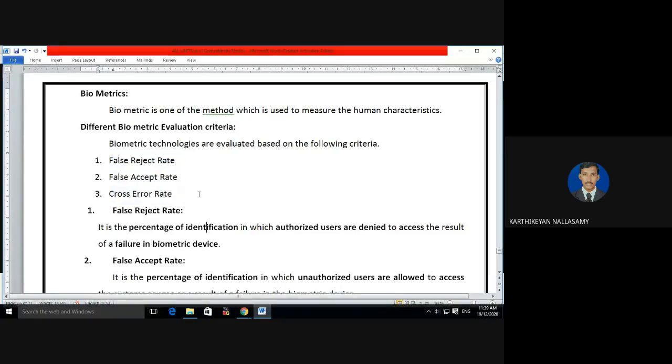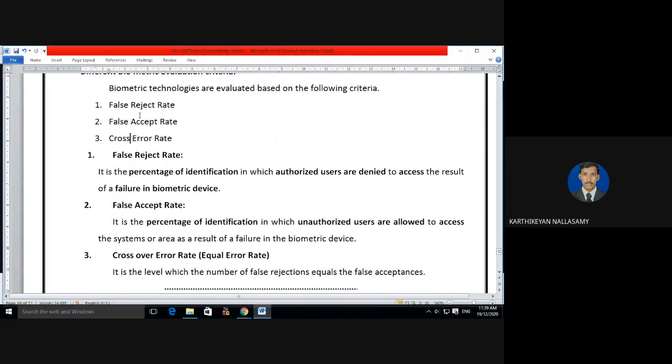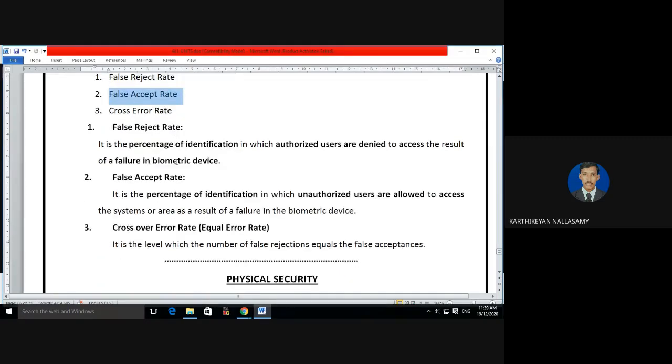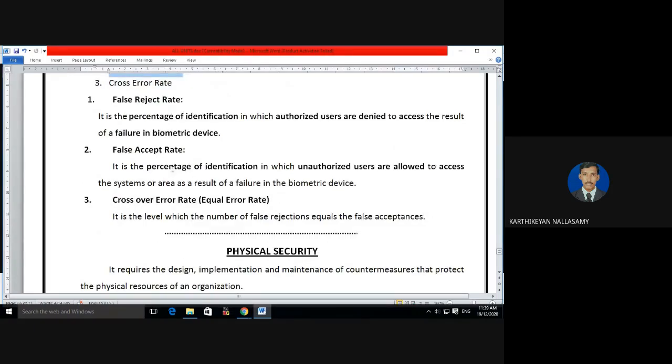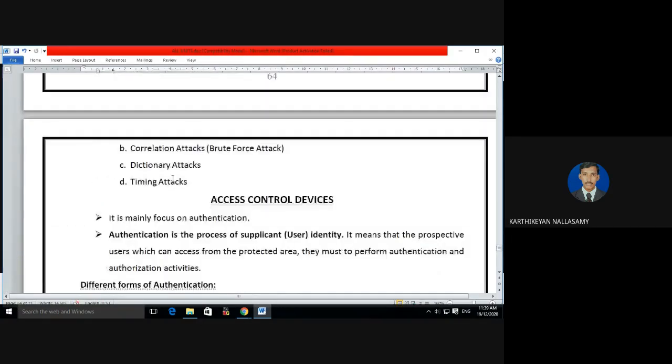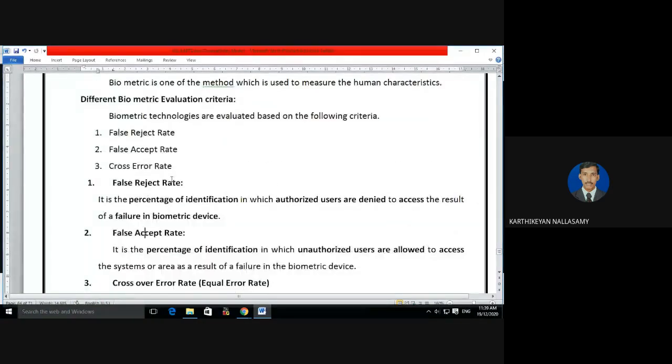That is called false reject rate, false accept rate, and the crossover error rate. False reject rate means the percentage of identification where the authorized user is not allowed, it's denied access. And the percentage of identification where unauthorized users are allowed to access is called false accept rate. The equivalence between the false reject rate and the false accept rate is called the crossover error rate.